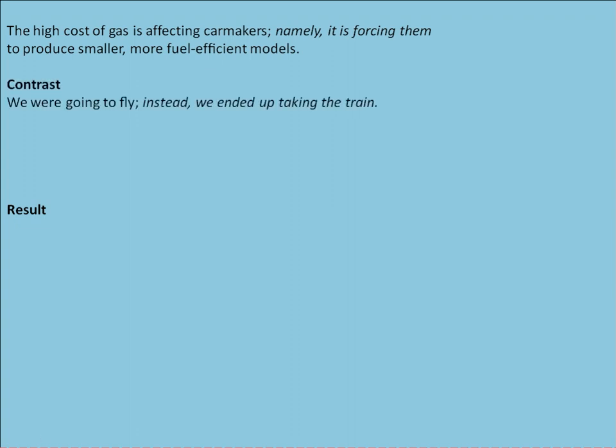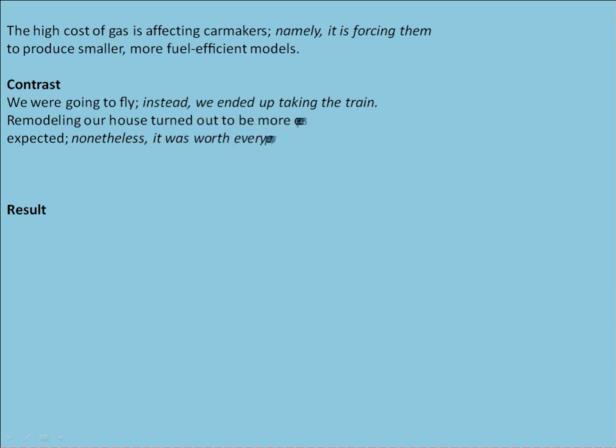Now you wanted to present a contrast to what you said in the first clause. For example, we are going to fly. Instead, we ended up taking the train. So you were thinking to fly, and what happened in contrast is you took the train. Alright? So this is a contrasting situation. You were thinking to fly and you took the train to travel.